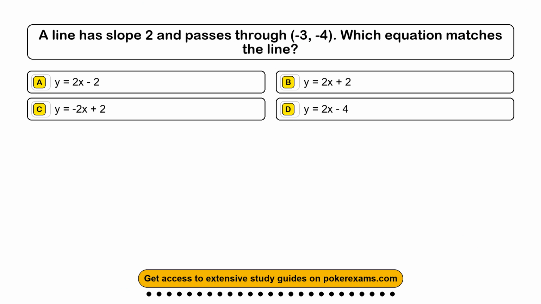Question 14. A line has slope 2 and passes through -3, -4. Which equation matches the line? Option A y equals 2x minus 2. Option B y equals 2x plus 2. Option C y equals minus 2x plus 2. Option D y equals 2x minus 4.